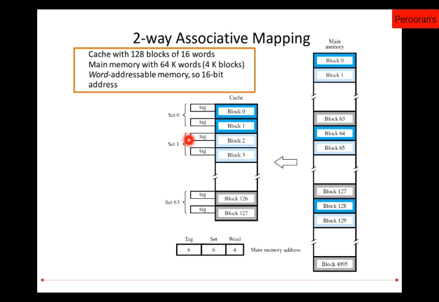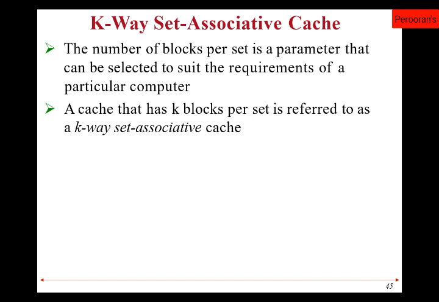In this case, as I already told you, we are considering the number of blocks in a set as 2. That is why it is called two-way set associative mapping. But you can change it, so in that case it is k-way set associative. That means the number of blocks per set is a parameter that can be selected to suit the requirement of a particular computer. A cache that has k blocks per set is referred to as a k-way set associative cache.